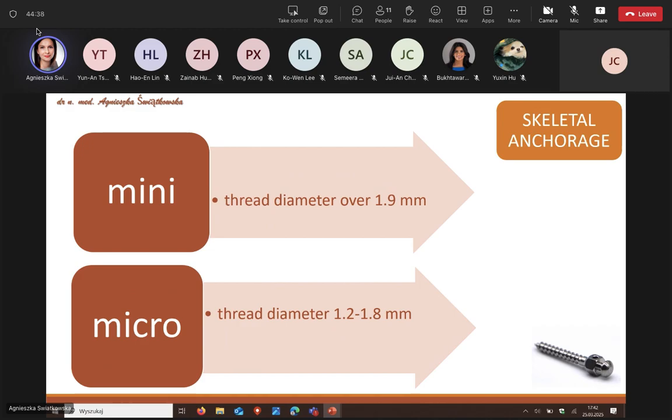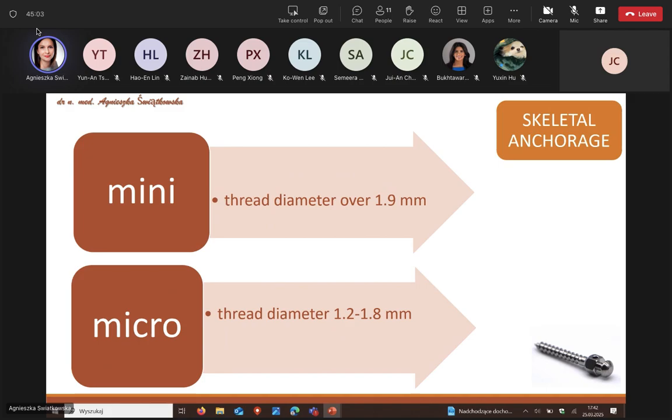We can expect that this kind of implant could break during insertion into the bone or when we're planning to remove it. This one is very thick. Usually we use a 1.6 diameter screw.